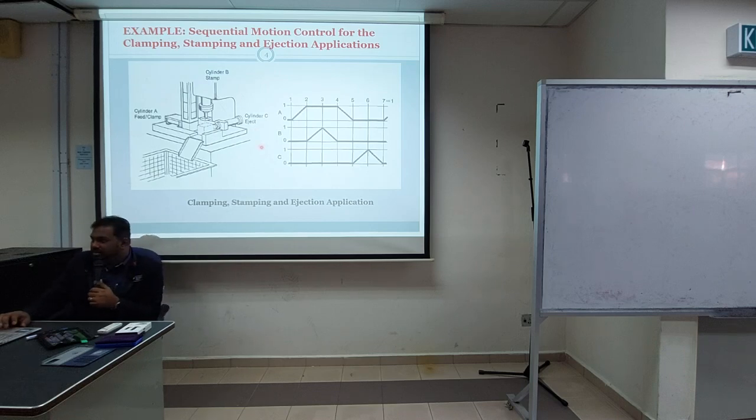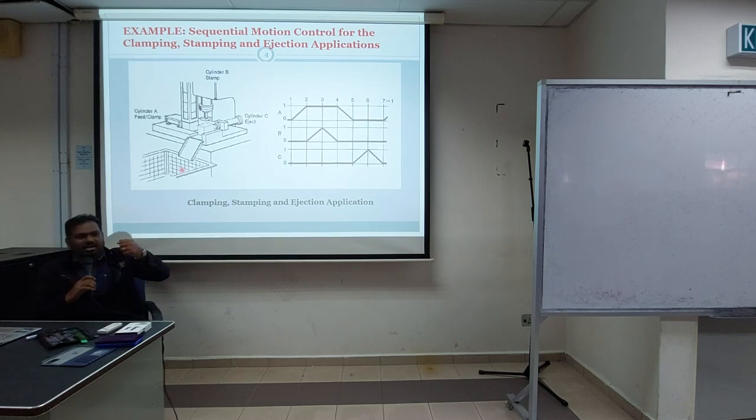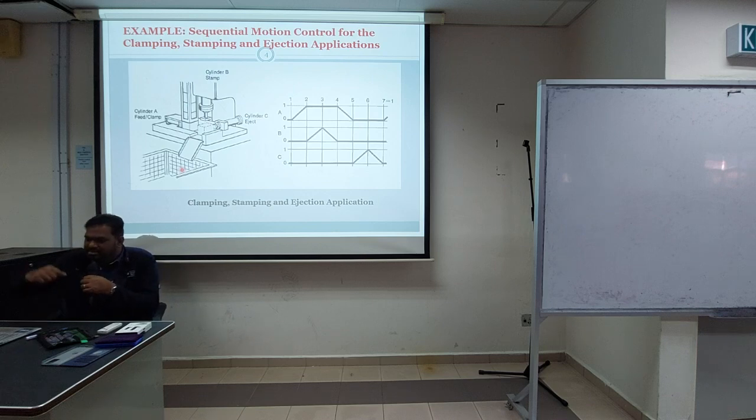Kalau ada 3 silinder, automatically the operation ada untuk silinder A plus, A minus, untuk silinder B, B plus, B minus, silinder C, C plus and C minus. Tapi arrangement of the sequence tu you kena tentukan based on the application. Macam ni selalunya apa yang dibuat dulu, ada feeder dekat sini. First cylinder A dia akan extend, dia akan hold the workpiece.